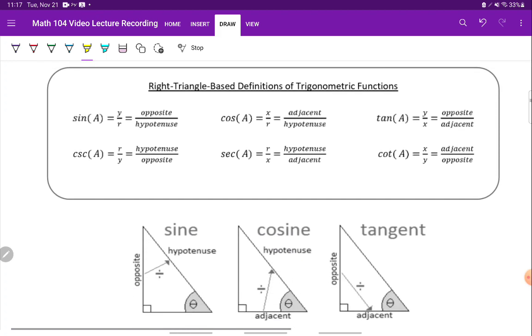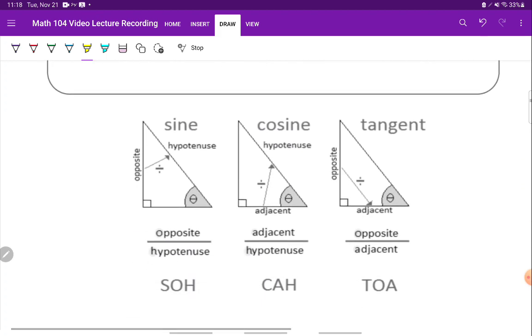So we have a little mnemonic device to help us remember the main three. We say SOHCAHTOA. And that just helps us remember that sine is equal to the opposite side over the hypotenuse. Cosine is equal to the adjacent side divided by the hypotenuse. And tangent is equal to the opposite side divided by the adjacent side. Seriously, I use SOHCAHTOA like all the time with right-angled trig. That's my first thing. Pythagorean theorem, then SOHCAHTOA.